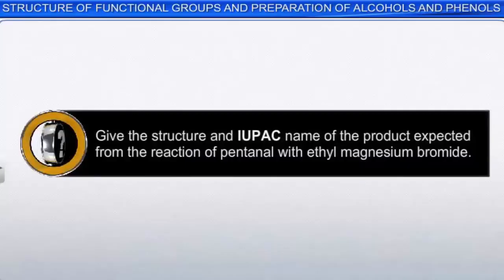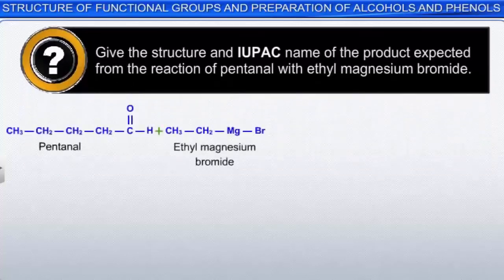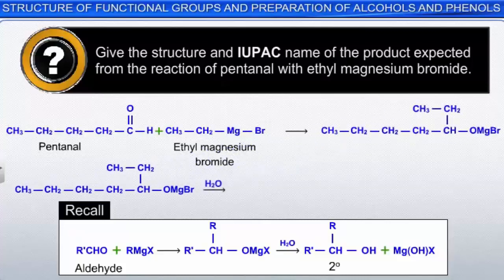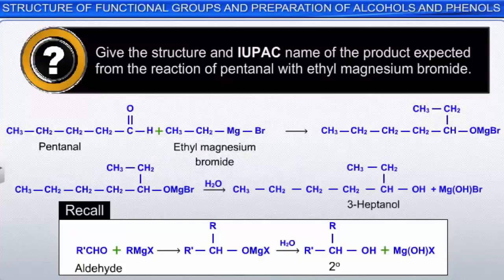Try to answer this question on your own before checking the answer. Give the structure and IUPAC name of the product expected from the reaction of pentanal with ethyl magnesium bromide. Start by drawing the structures of the two reactants. Recall that an aldehyde reacting with a Grignard reagent forms a secondary alcohol. This reaction will form 3-heptanol as shown here.